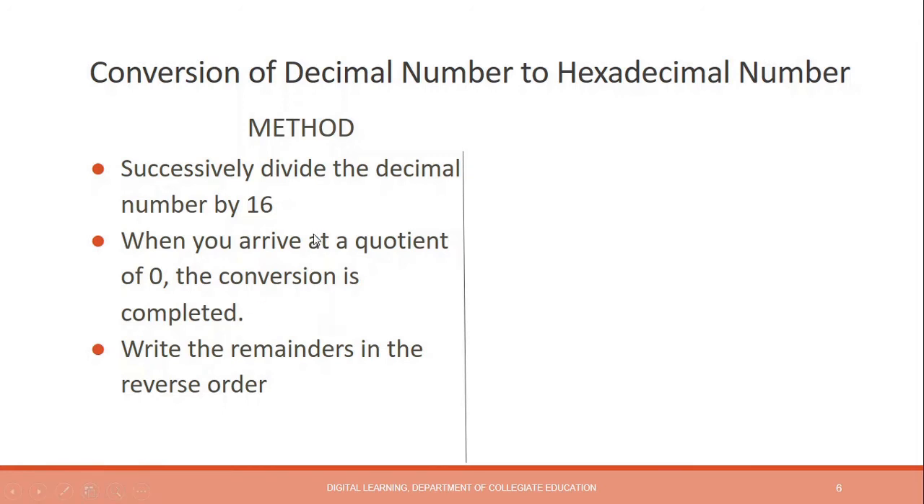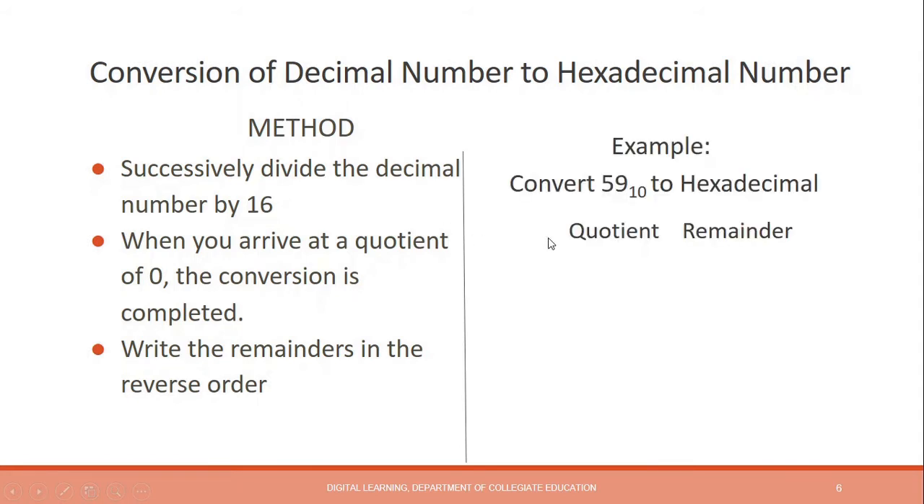Here the remainders can be from 0 to 15. So if the remainder is a number 10, 11, 12, 13, 14 or 15, we must be writing the equivalent of that number in hexadecimal notation. For example, convert 59 to hexadecimal. Here divide 59 by 16. The quotient is 3 and the remainder is 11. So the decimal number 11 is represented in hexadecimal as B.